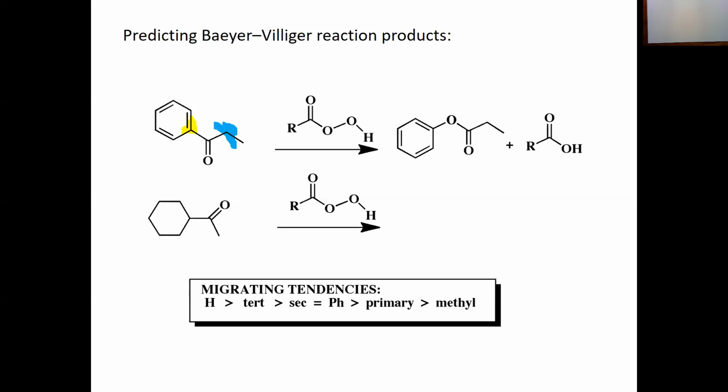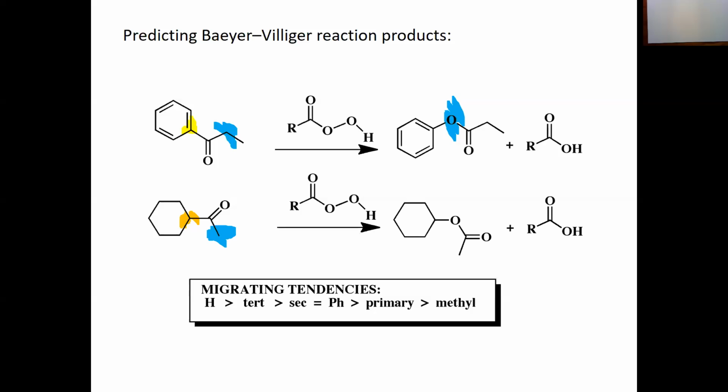Whatever migrates faster ends up with the O squeezed between the carbonyl carbon and the thing that migrates faster. We start out with a ketone, we end up with an ester. In this bottom example, we've got this carbon, which is a methyl carbon, and we've got this carbon, which is a secondary carbon. Again, we're not counting the carbonyl carbon. We're counting if it were migrating, what kind is it that is migrating? So secondary versus methyl, secondary migrates faster. So we end up with that ester.